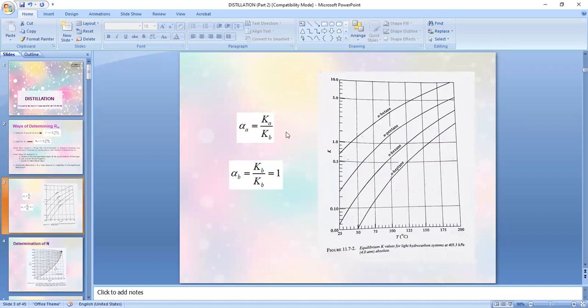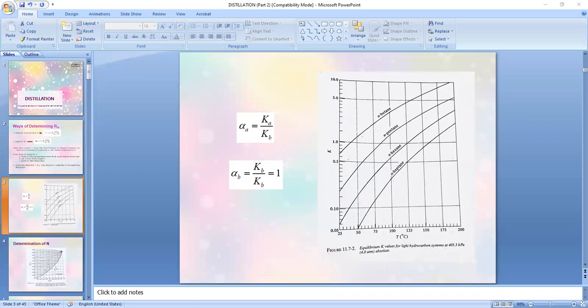Now, again, if you've read your Geankoplis, this K is the distribution coefficient or the equilibrium constant for your system. Where do you get it? Geankoplis gives a very simple graph from which you get the K based on the temperature of the system. So whatever temperature is given to you for your system, that would be your basis here. You have the K on the vertical axis, and you have here the components of your system. Let me check if it would be okay to have this projected.